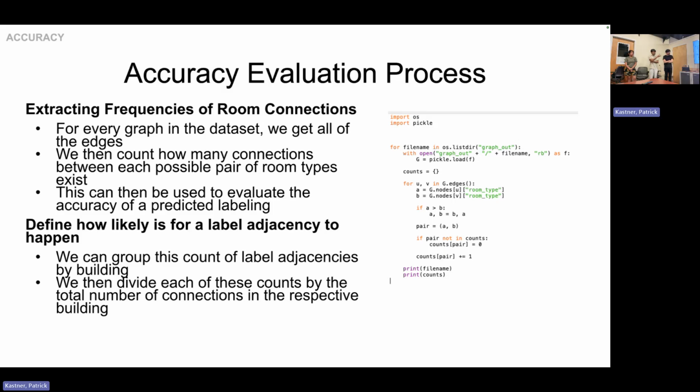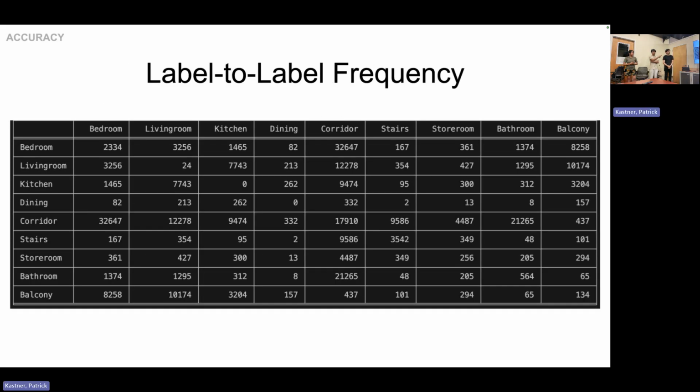What we did is we simply iterated through every edge, looked at which two nodes it connects, and updated the frequency for that pair. Then we can group this count of label adjacencies by building, and divide each count by the total number of connections in that building. This gives us how likely that label pair is in that particular building, and we can work more with this to evaluate the graphs that our pipeline generates. Here's a quick overview of the total counts between each different type of room.